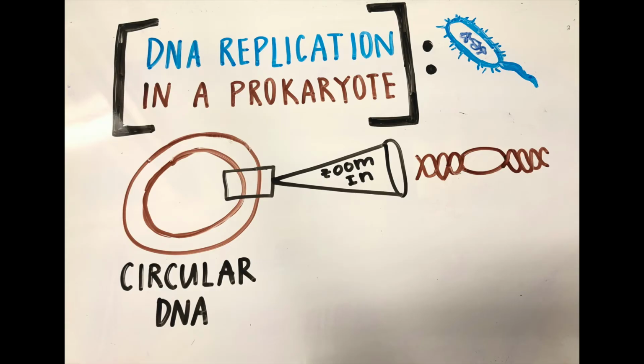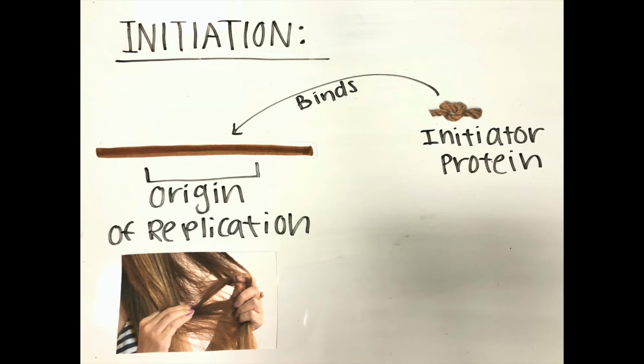Prokaryotes have circular DNA that undergoes semi-conservative DNA replication, meaning it will conserve one strand while also adding a new strand. Initiation of replication requires an origin of replication, which is a particular DNA sequence that the initiator protein will bind to in order to cause the DNA to unwind. The origin of replication is represented by the location of split end growth.